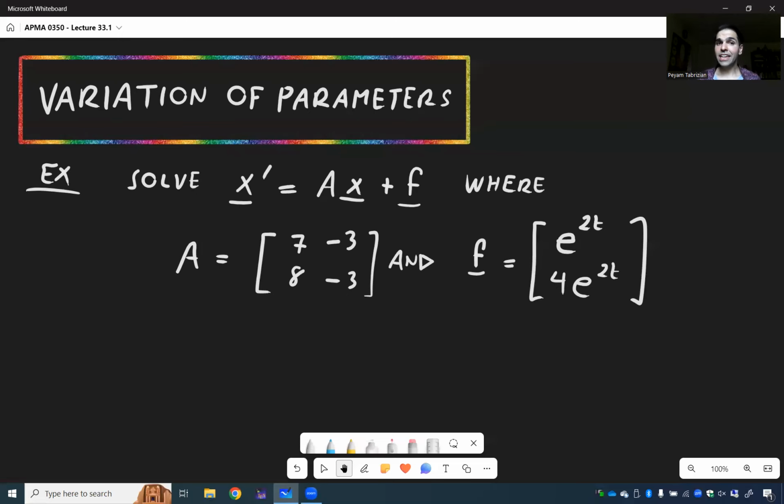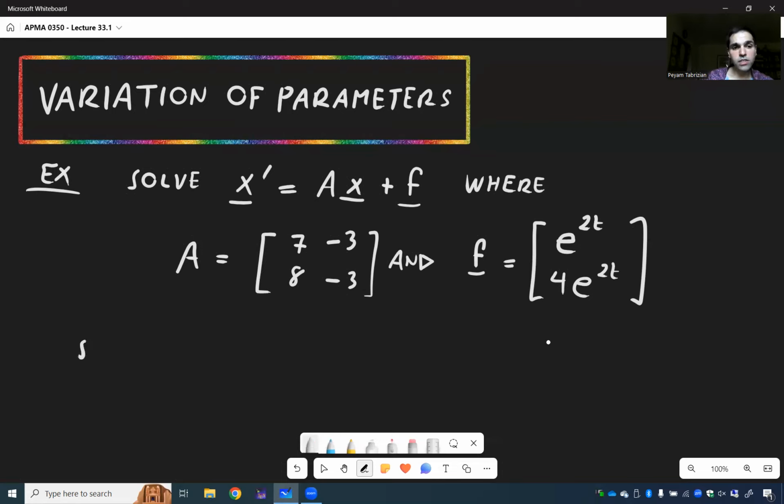All right, our second method is variation of parameters. And the amazing news is it's exactly the same method as for second order ODEs. Like literally exactly the same. And so let's solve x prime equals Ax plus f, where A is [7, -3; 8, -3] and f is [e^(2t), 4e^(2t)]. Which, by the way, was the same system as for undetermined coefficients. But now I want to show you how to do var of par on this.